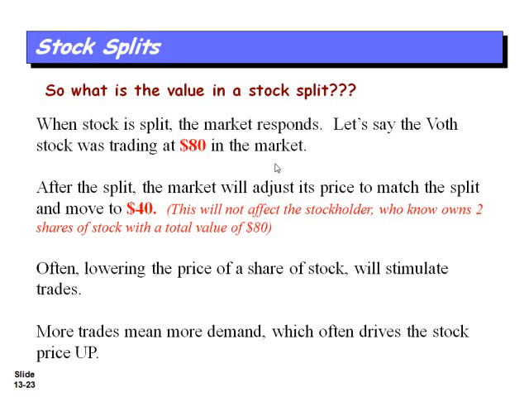So what is the value in the stock split? When a company splits, the market responds. So let's say that Voth Company was trading at $80 a share. After the split, the market will immediately adjust to match the split, and it'll move to $40 a share. This will not affect the individual stockholder, who now owns 2 shares of stock with a total value of $80. Now, it's a crazy thing. Mathematically, it shouldn't make any difference, but lowering the price of the stock often stimulates more trades because it's a lower price point. It's as if the stock were put on sale. More trades mean more demand, which will drive the stock price up.